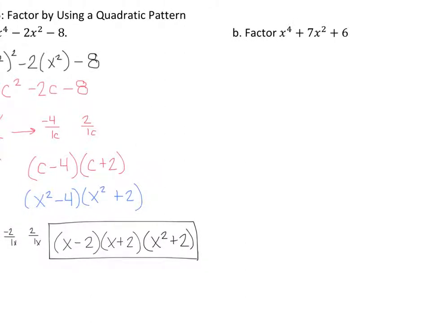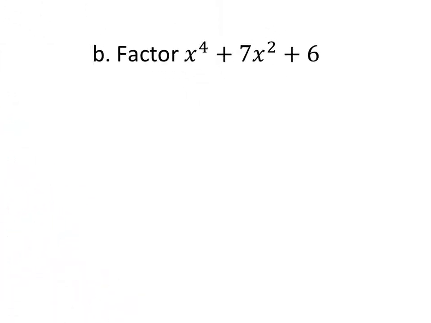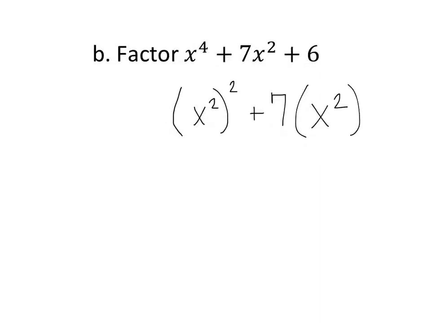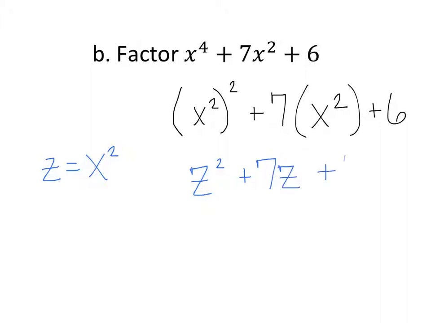I think try it together. Okay, you put x squared squared plus 7 times x squared plus 6. What letter do you want to use this time? Z. Can I write z equals x squared? So z squared plus 7z plus 6.